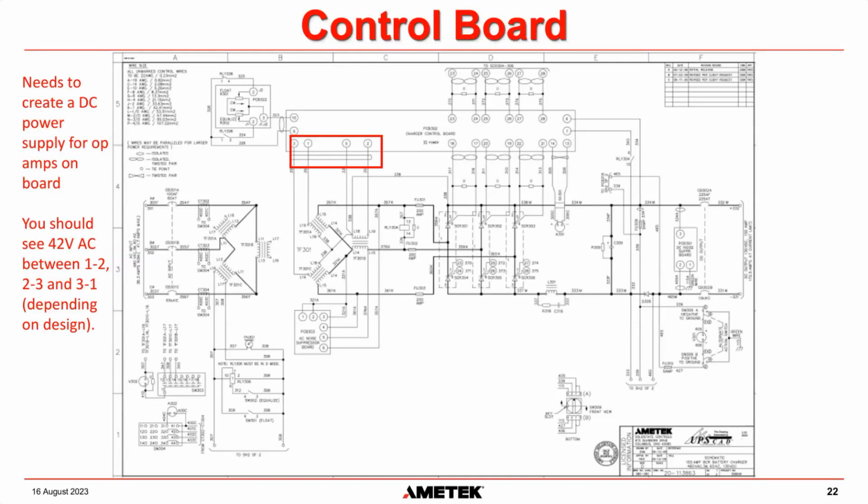step down our voltage to around 42 volts between 1 and 2, 2 and 3, and 3 and 1. And then that gets taken onto the board and is rectified using a small bridge rectifier circuit and creates a power supply on the board itself. Now, if there is something wrong with that power supply, or if there's something wrong with the connections between the transformer and the board itself, then the power supply will not start up, and therefore the control board will not operate. Okay?